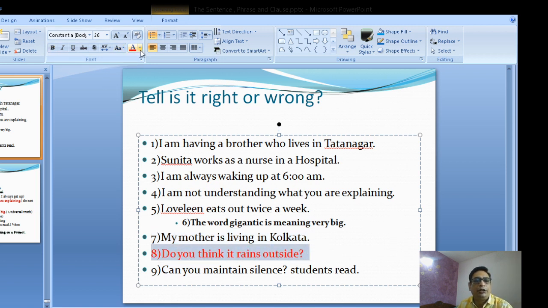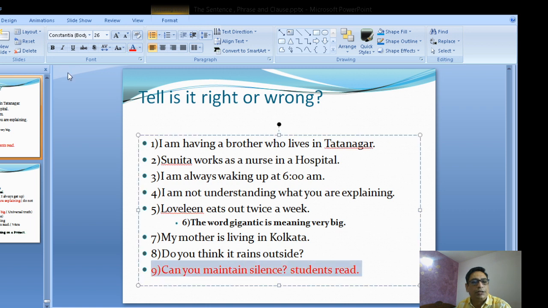So I hope it's clear to everyone. Next and the last question, the most difficult one. If you can solve this right, you have got a hang of the present simple tense. "Can you maintain silence? Students read." It's told in a library by the librarian to someone who's making noise.